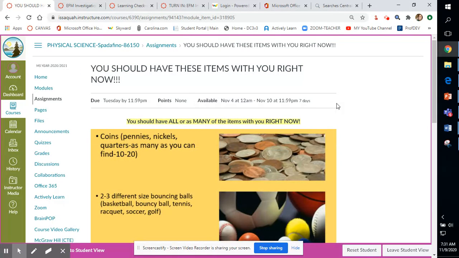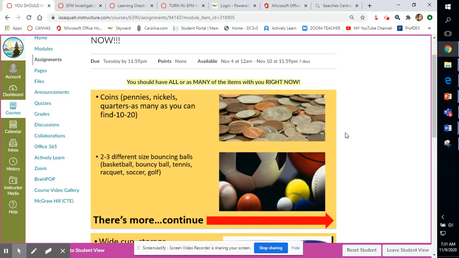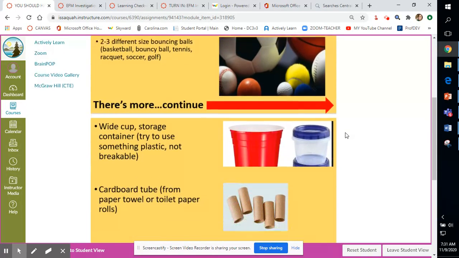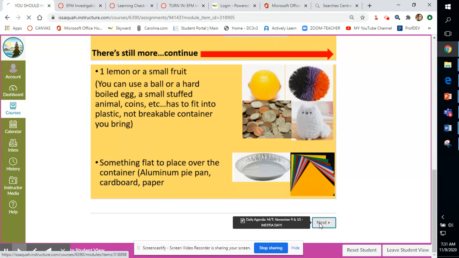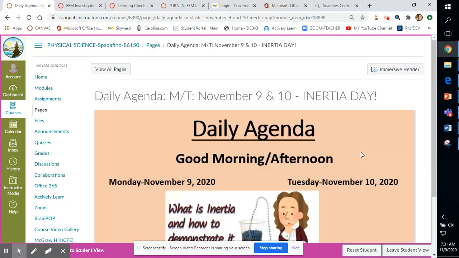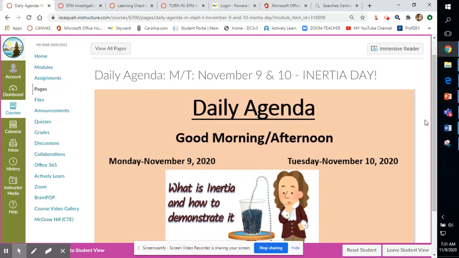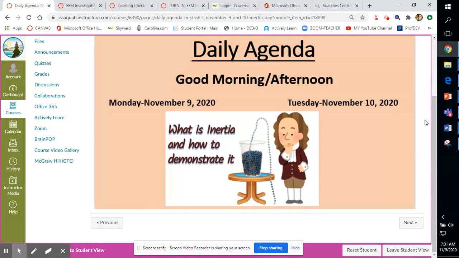That's our shortcuts. All right, you should have all these materials with you and ready to go. I even had it in the waiting room, stated while you were waiting for me to open Zoom. Our daily agenda: what is inertia and how will we demonstrate it?